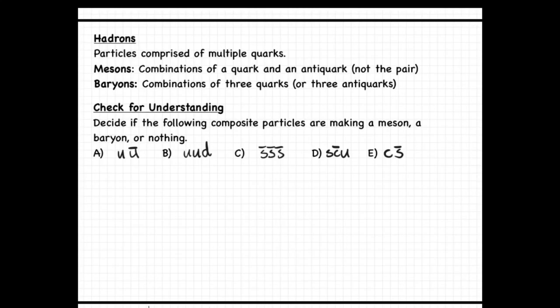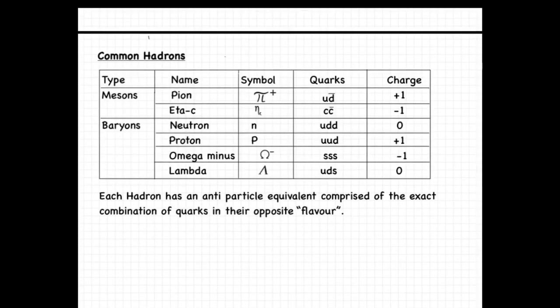Again, I don't think this will ever come up in any of your assessment, but if you have an up and an anti-up making a meson, and you have another up and an anti-up making a meson, it's guaranteed annihilation if they meet. You can't then somehow stick them together. Which brings us to this, the common hadrons.